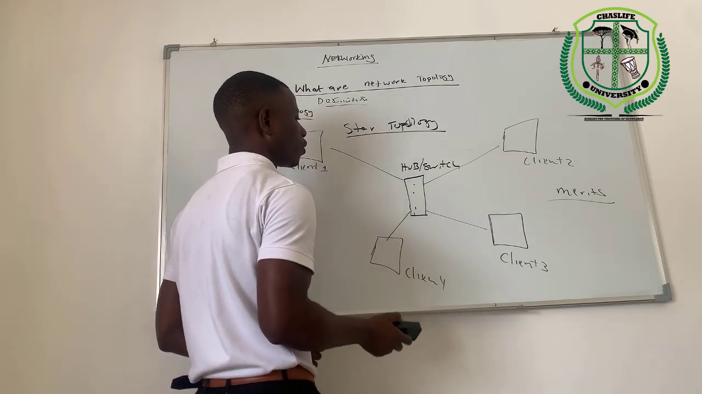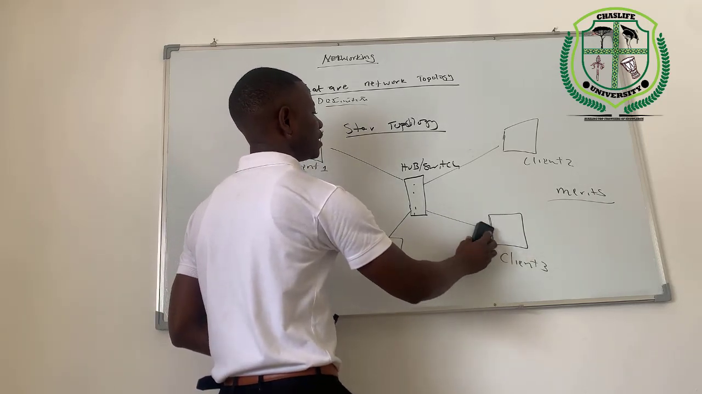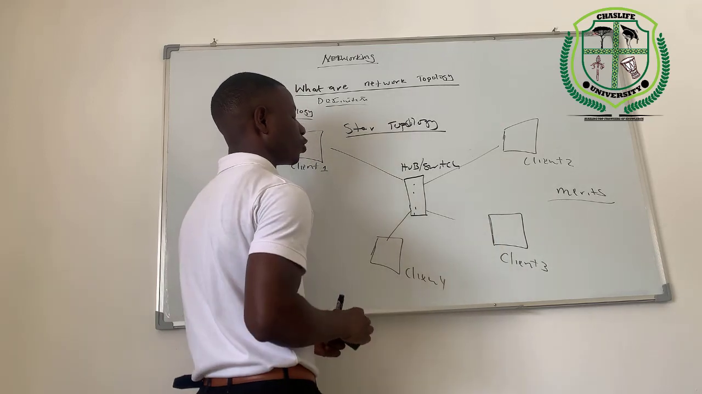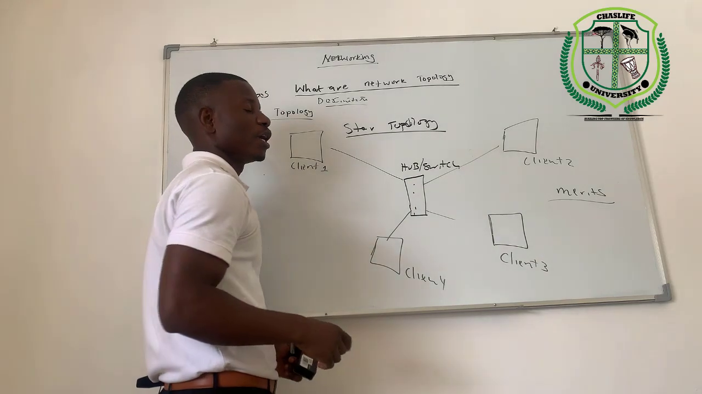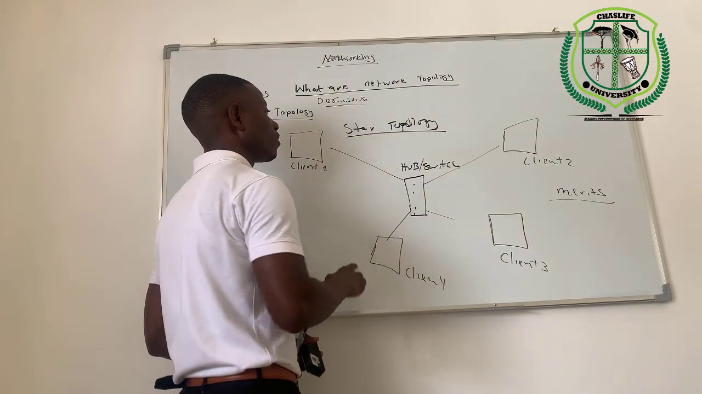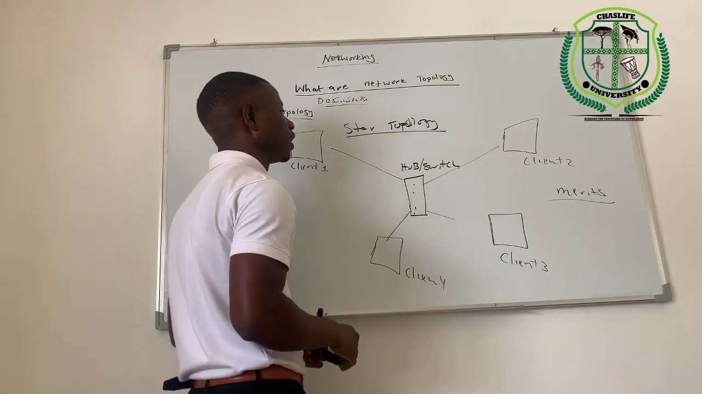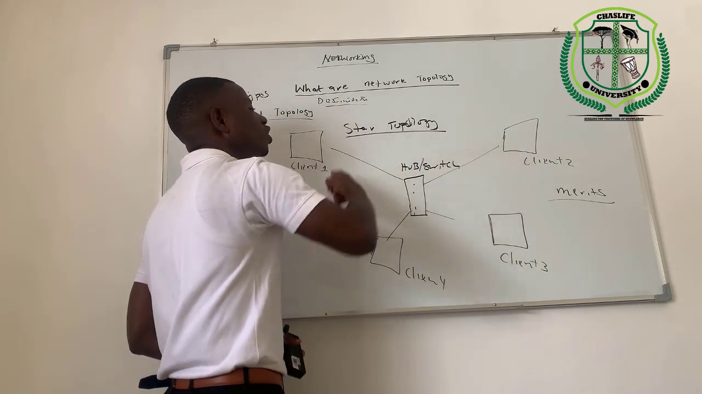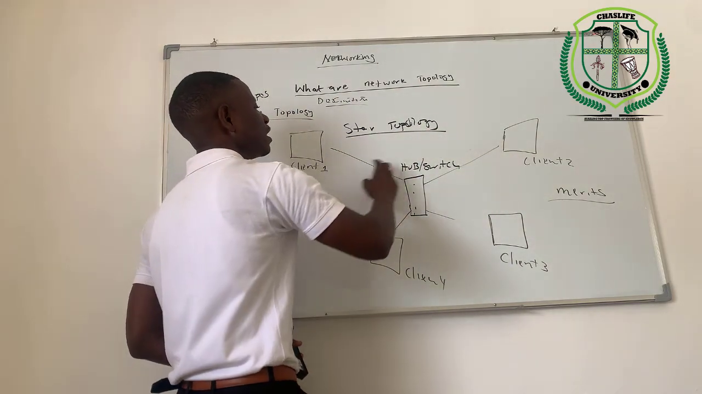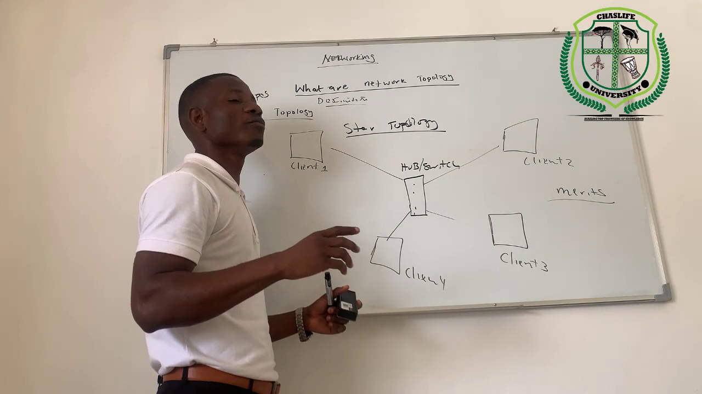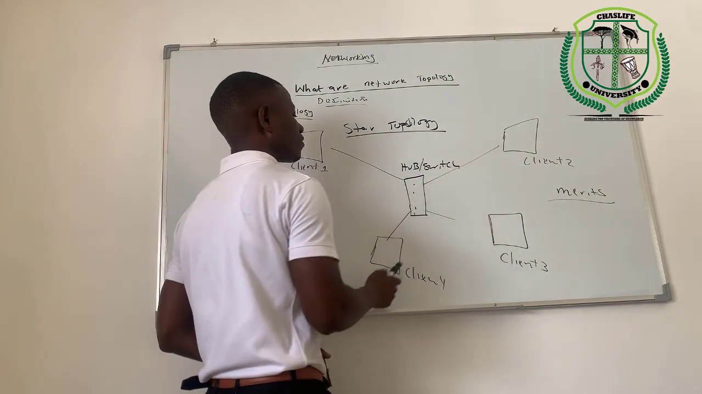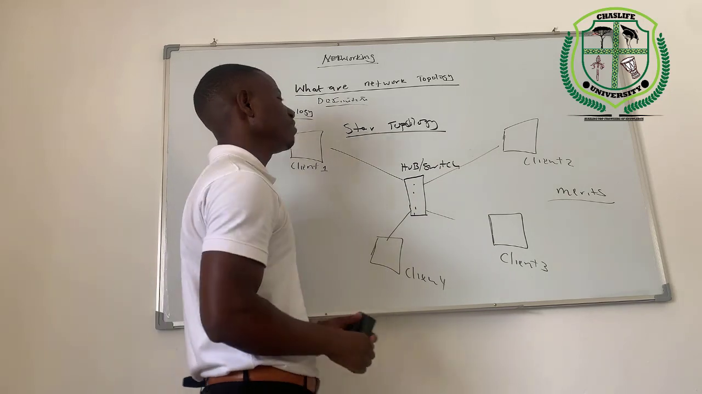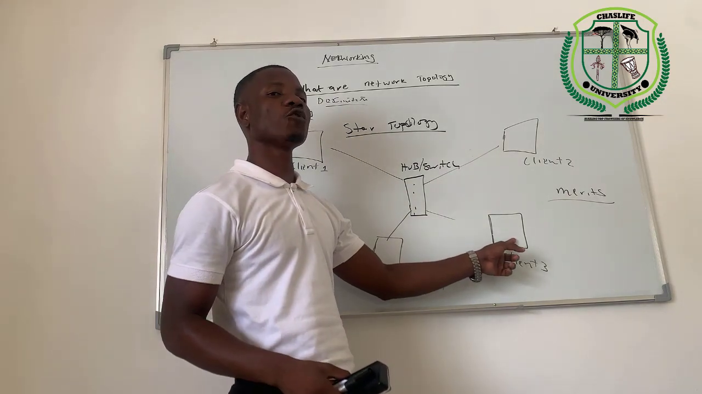Let's say, for example, computer 3 disconnects. If computer 3 disconnects from this topology, the networking will still continue. Meaning these 3 computers, computer 1, 2, and 4, will still be communicating, even if computer 3 is not connected.